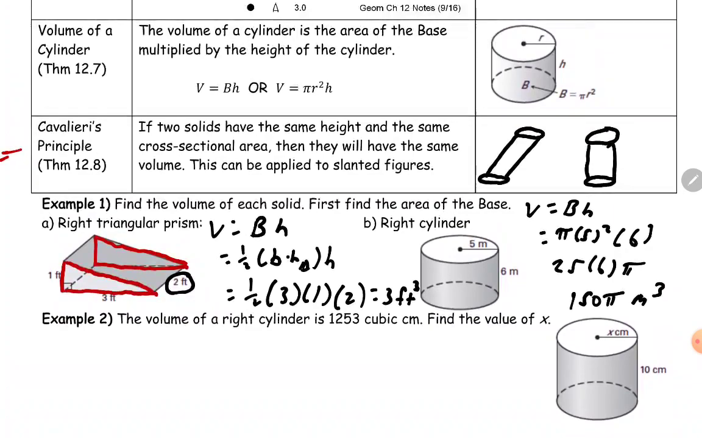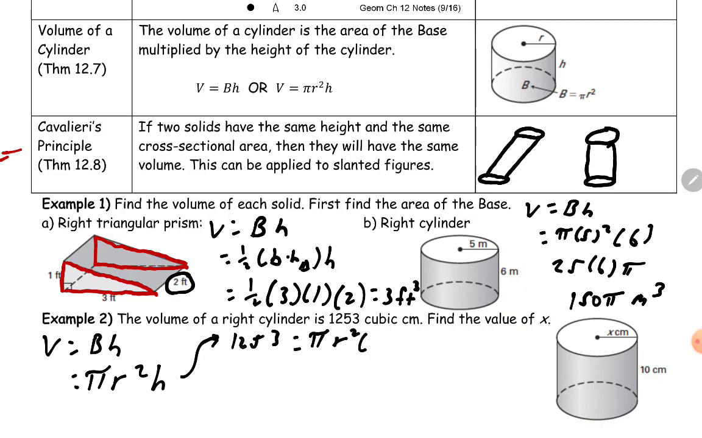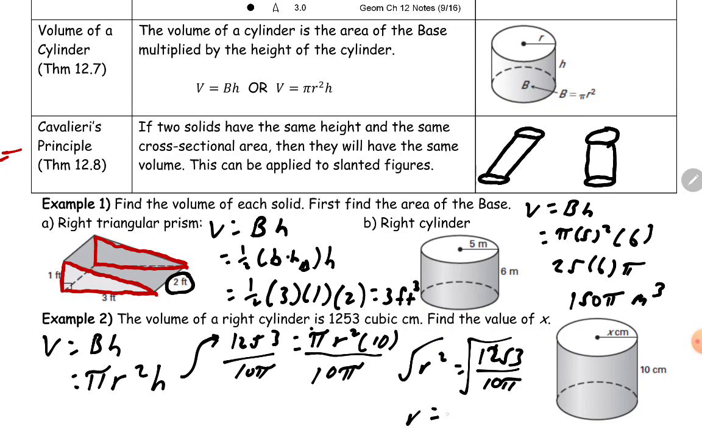The volume of a right cylinder is 1,253 cubic centimeters. Find the value of x. So they want to find the radius. So volume of the cylinder is area of the base times height, which is pi r squared times height. Okay, so if I plug this in, volume, which is 1,253, equals pi times r squared times 10. Okay, I'm going to take that 1253 and divide by 10 pi. That'll get rid of the 10 and the pi on the right side. So r squared is going to equal 1,253 over 10 pi. Take the square root, and we'll get about 2 centimeters for our radius there.